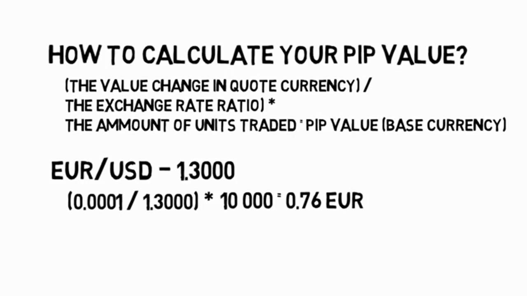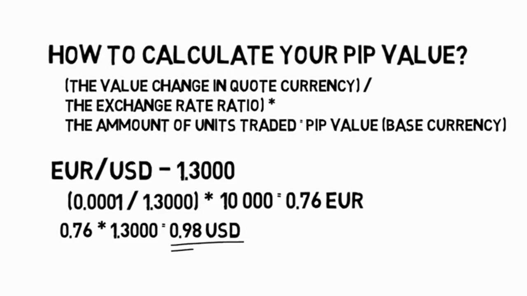To convert this to your account currency, all you have to do is multiply this with your currency's exchange rate. So, if you're living in the USA, all you have to do is multiply 0.76 with 1.3000, which is 0.98 US dollars.